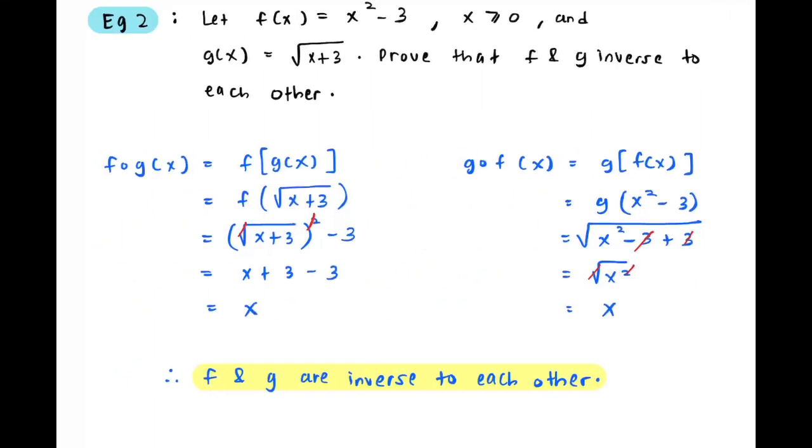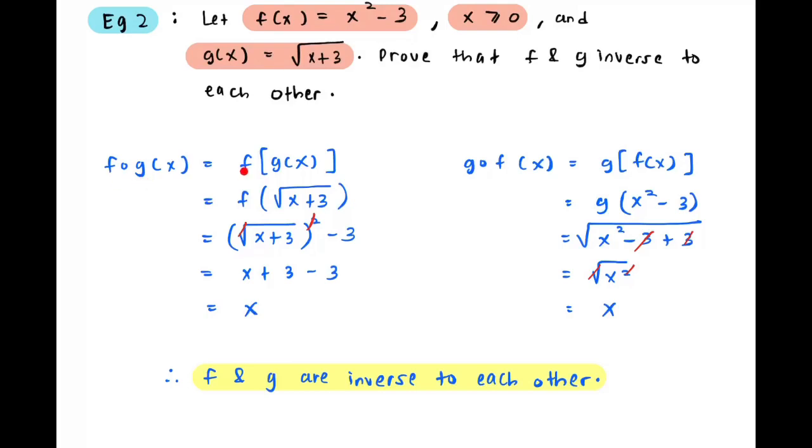Now let's see another example here. Let f(x) equal to x squared minus 3, and this is for domain x more or equal to 0. And another one is g(x) equal to square root of x plus 3. Now let's prove f and g are inverses to each other. First let's compose f compose g, then g compose f. Now let's do f compose g.